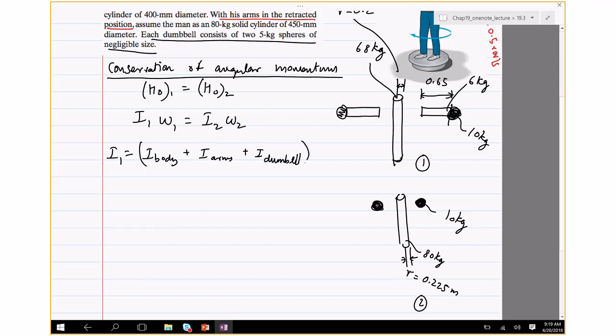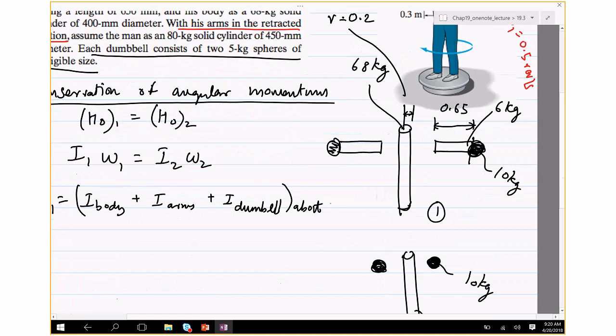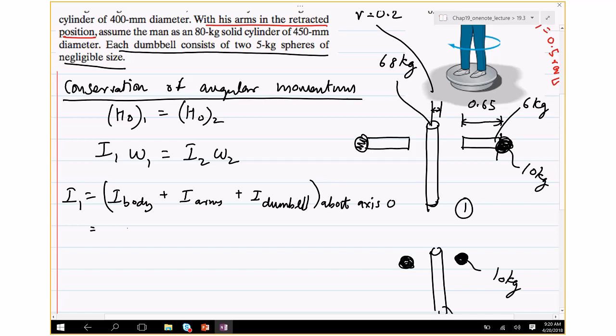And everything is about the axis. Let's call that axis O. About axis O. So let's find I body. That's simply, so inertia of a cylinder about an axis this way is the same as the inertia of a disk. It's half mass. Let me write the mass here. 68 kgs times the radius squared.